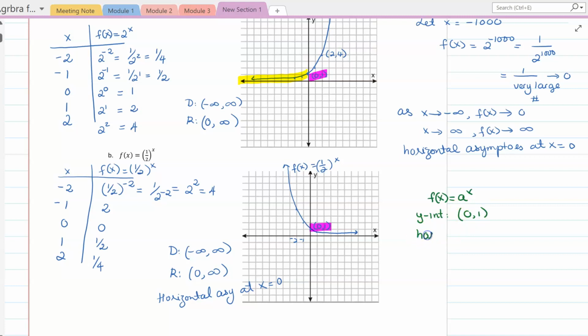Okay, horizontal asymptote y equals 0. We have the domain negative infinity to infinity, and the range 0 to infinity. So this is the standard f of x equals a to the x.